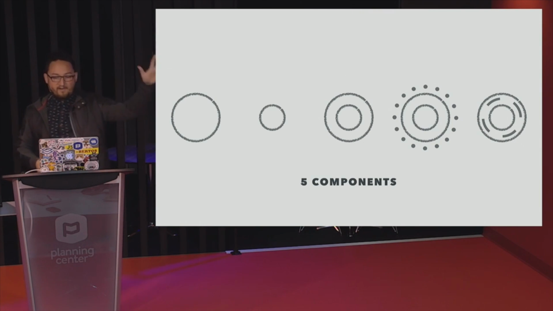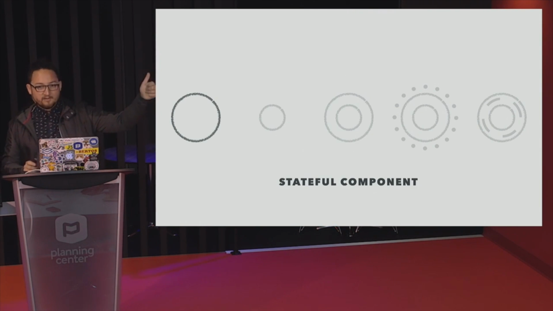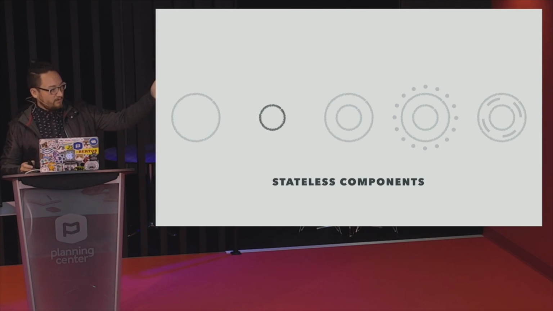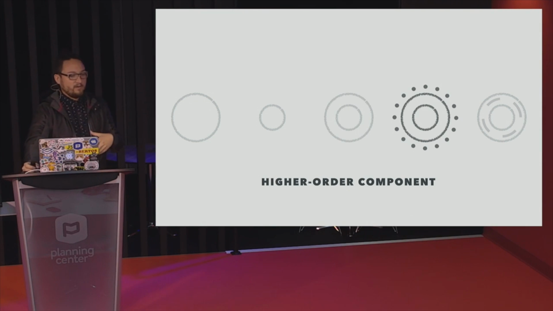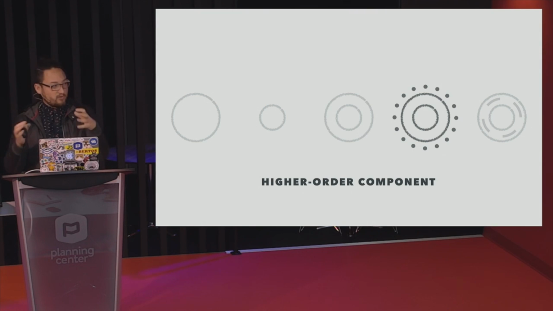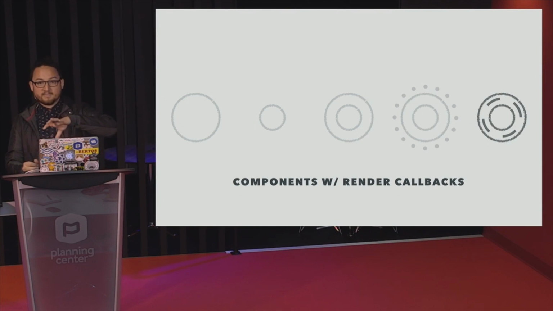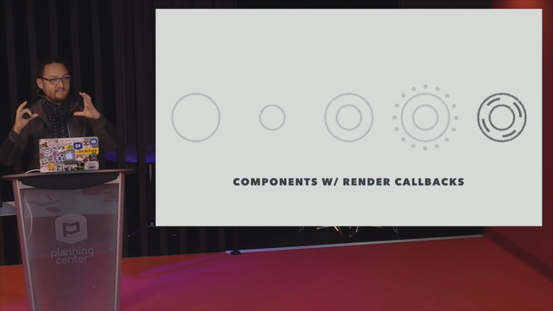So we did it. We're at the end. We got our 5 components. We have a stateful component, our circle. We have a stateless component, our small circle. We have a container component, which is the 2 jammed back together again. We have a higher order component, which is a function wrapped around the circle that takes a small circle as an argument and then stuffs it right inside. And we have a component with render callbacks, which is a component that takes a function, calls that function with state, and then boop, gives you an opportunity to render a component, a small circle, right inside of it.